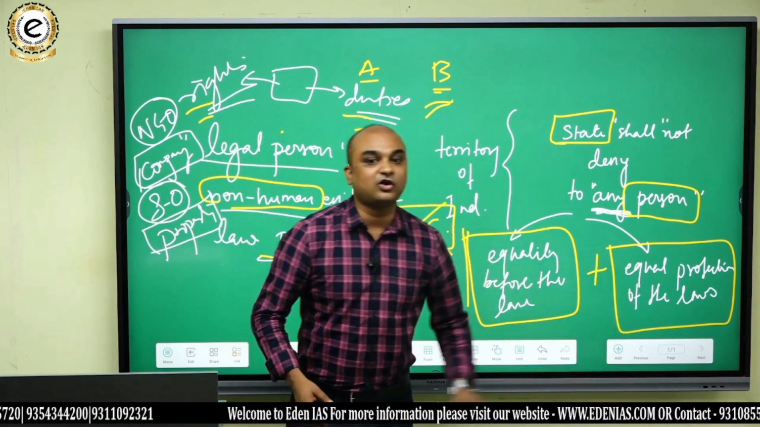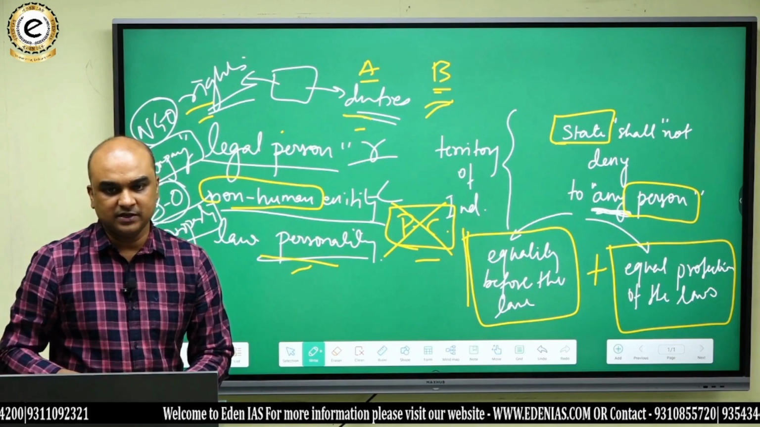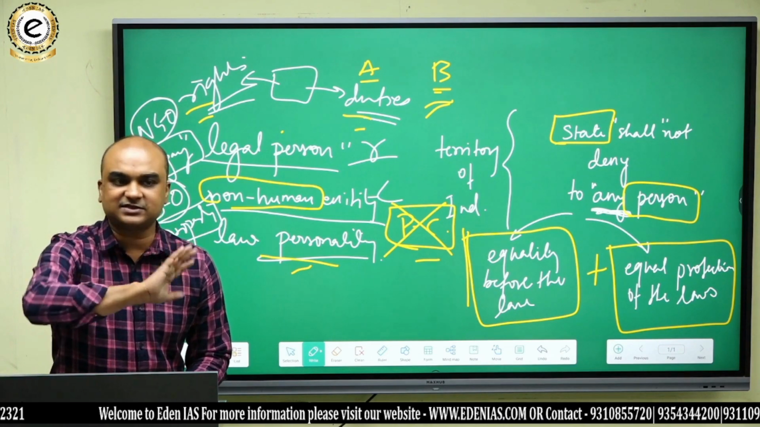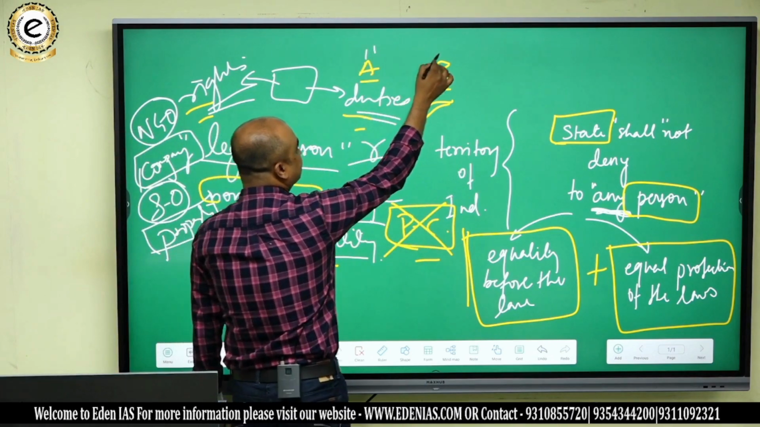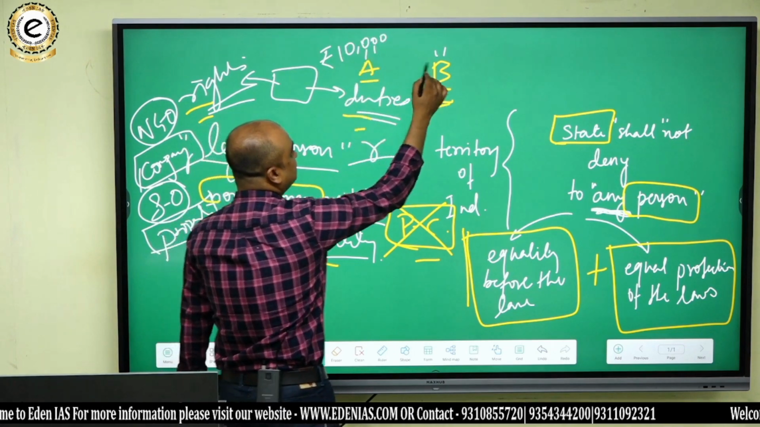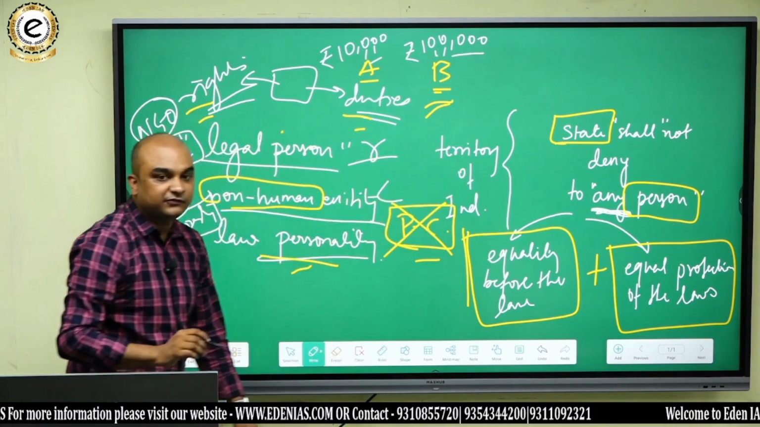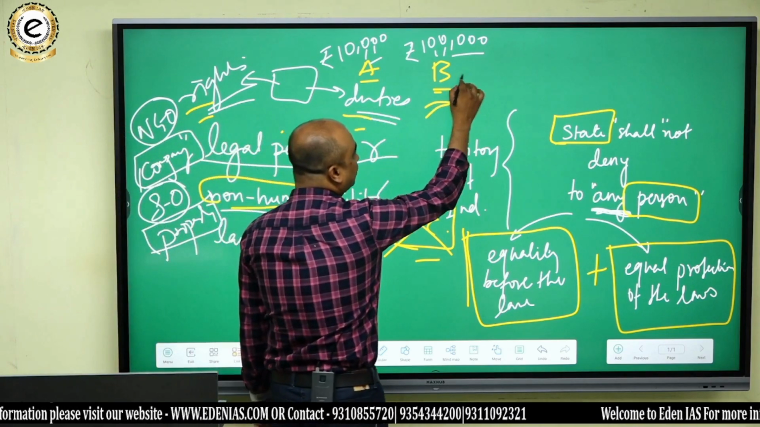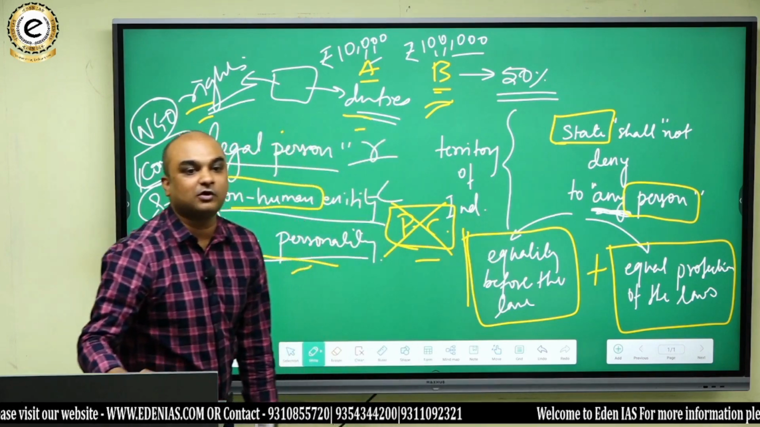Equal protection of the laws means that those who are in a similar situation, the law will treat them similarly. Otherwise, justice will be lost. Like say for example, think of these two people, A and B. Suppose A's monthly income is 10,000 rupees and B's monthly income is suppose 1 lakh rupees. Now, if the tax laws are made in such a fashion which says that A and B, both of them will have to pay 50% of their total income in the form of taxes.